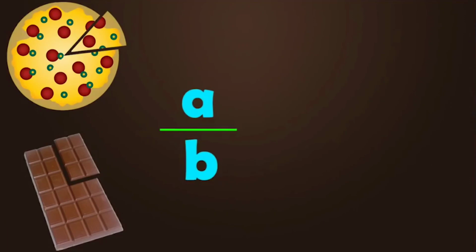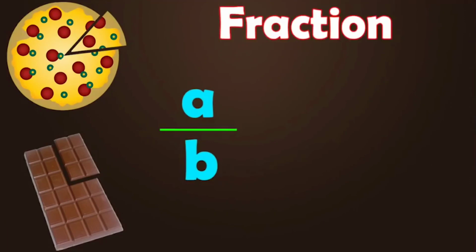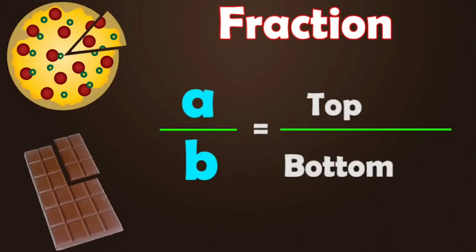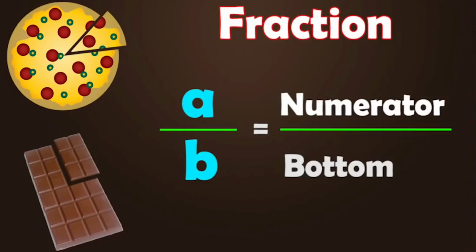Fraction to a layman is just some part or a piece of something. The numbers of the form a by b are called fractions. Let's learn something more about fractions. As we can see, a fraction has two parts, one top part and one bottom part. The top part is known as numerator and the bottom part is called denominator.